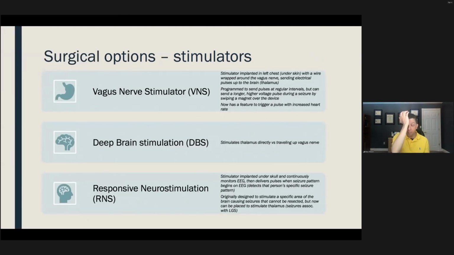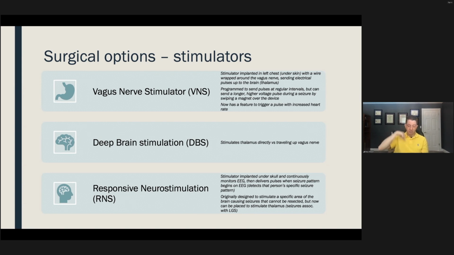And then the last thing is surgical options. So the vagus nerve stimulator has been around for a long time. I think we've talked about it a lot in the past. It's a little stimulator that you implant under the chest, just under the skin, and it wraps around a big nerve that goes from the brain down to the organs in the chest and the abdomen.